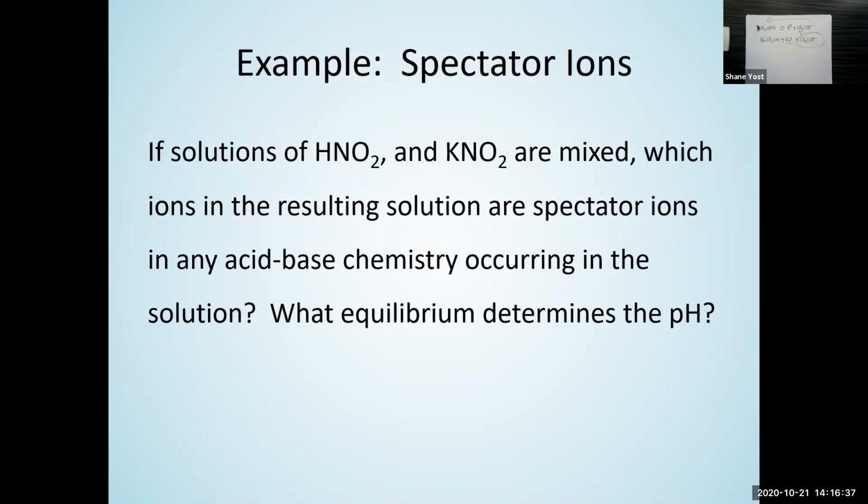All right. So again, just talking about general solutions. We make solutions with the addition of different compounds. So let's say I have a solution of HNO2 and KNO2 mixed together. The question is which ions in the resulting solution are spectator ions, what is any of the acid-base chemistry that's occurring, and what potential equilibrium is established that determines the pH.